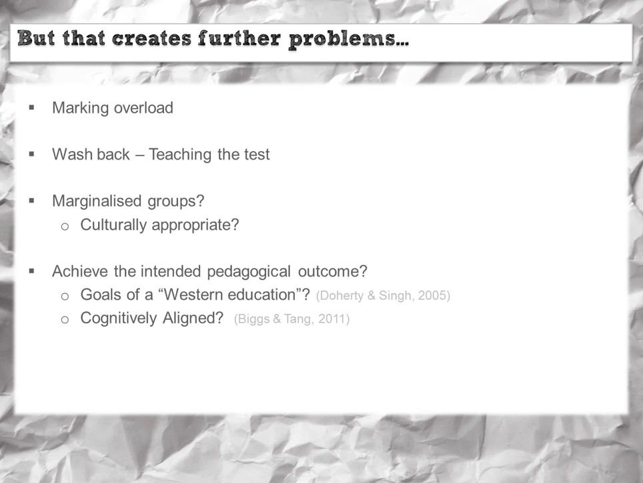And I was starting to think, well, given the number of international students I've got here, what is the goal of my so-called Western education? What is it that they're really coming here for? And indeed, if I change anything, will it still be cognitively aligned under Biggs and Tang's concepts?